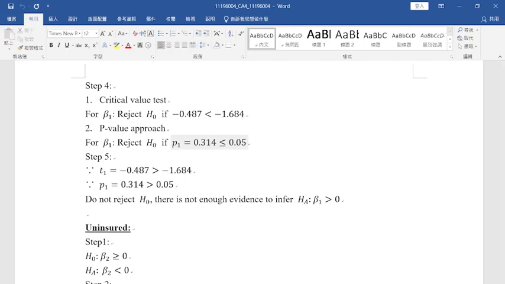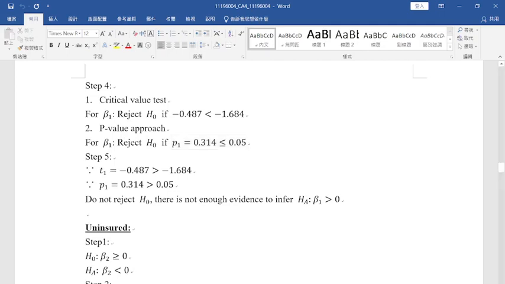May I draw the diagram? Yeah, sure. Go on. Very good. Draw the diagram. What is the critical value? It's positive 1.684. So the rejection area is in this. Now you are at negative 0.487, so it falls in the non-rejection region. All right? Good. Okay, now you get it.